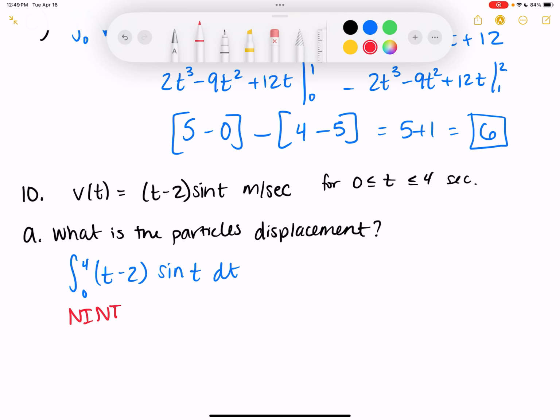I got negative 1 point. How far do you want me to go? Let's do 2 decimal places. Okay. 1.45. And this would be in meters. So this would be the displacement of that. Now, in case you're just so interested to want to know what it would look like if you did it by parts, that's how you would do it.